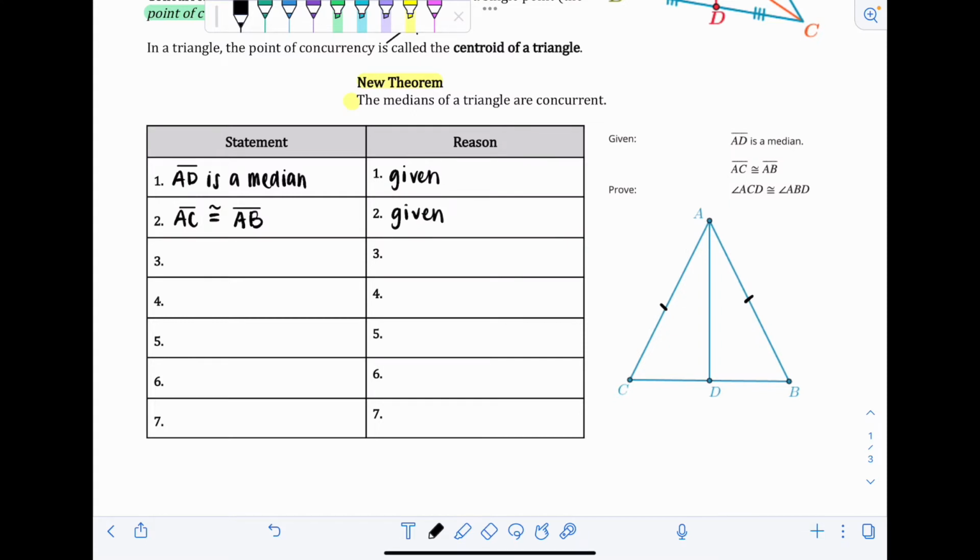So for step 3, we know that segment AD is a median, so we also know that point D is a midpoint, because that's what a median does. It goes from the vertex to the midpoint of the opposite side. So for 3, we would say point D is a midpoint.